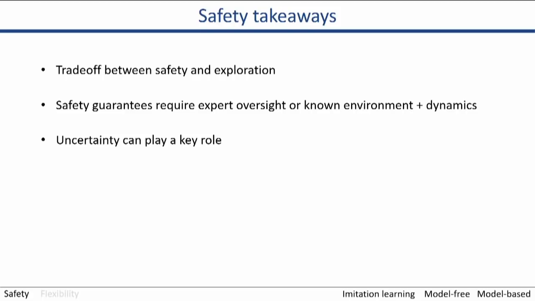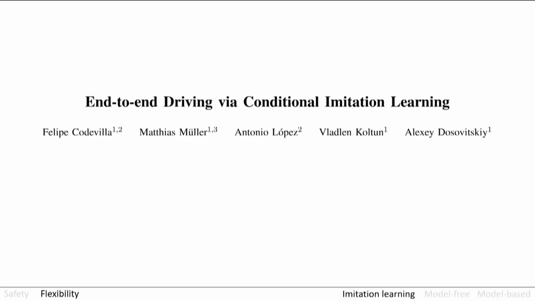Okay, let's start up again. Now we're going into the flexibility part of the talk. We're back to flexibility, but we're going to start with imitation learning again. We're going to start with this paper called End-to-End Driving via Conditional Imitation Learning. I think the method is actually very simple, but they get very good results, so that's why I like this paper a lot.